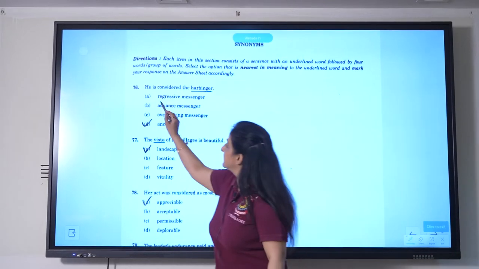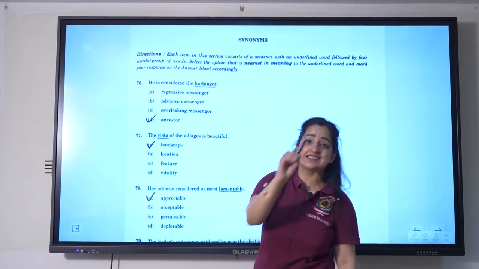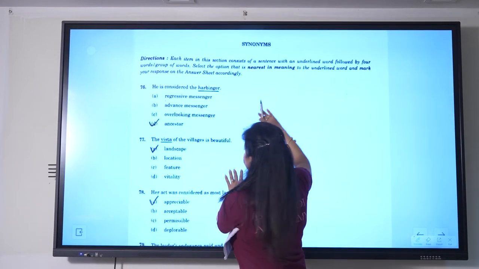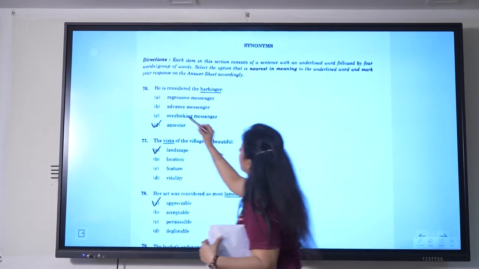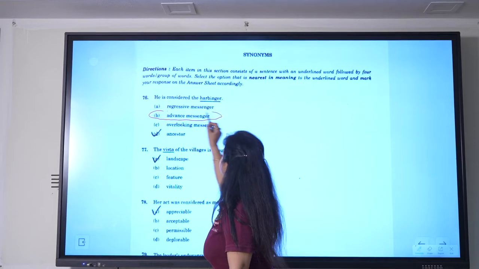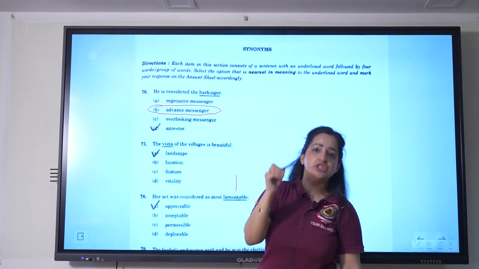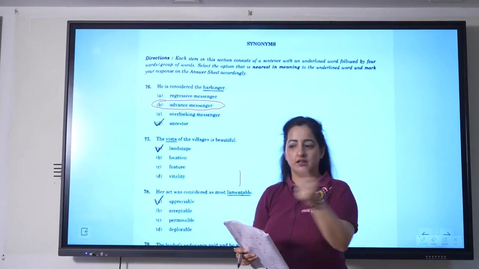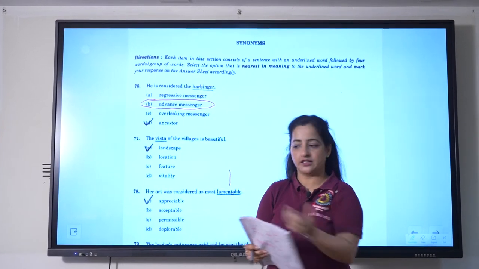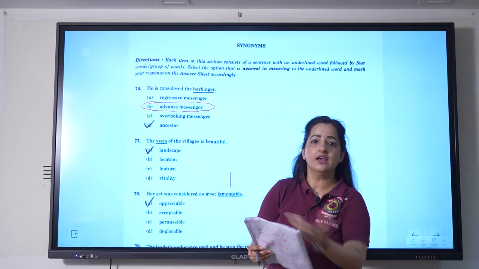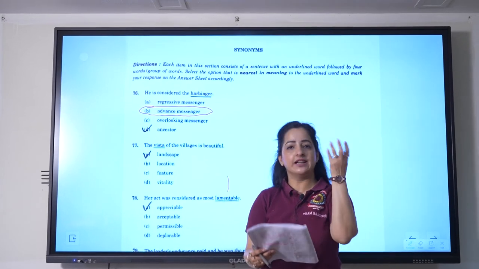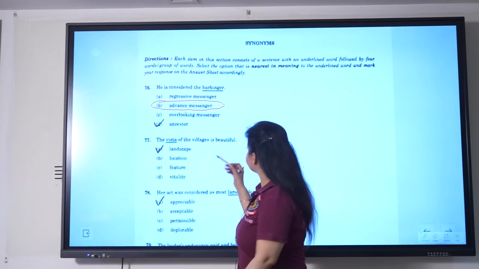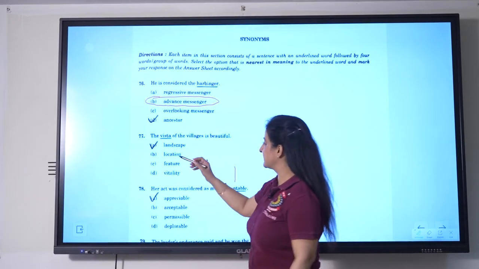76, the answer is Bravo, advanced messenger. The word is harbinger. Harbinger is nothing but a precursor, a signal, an indicator ki jo news pehle aa jati hai, right? So it's an indicator, signal, precursor. Okay, so therefore Bravo is the answer.